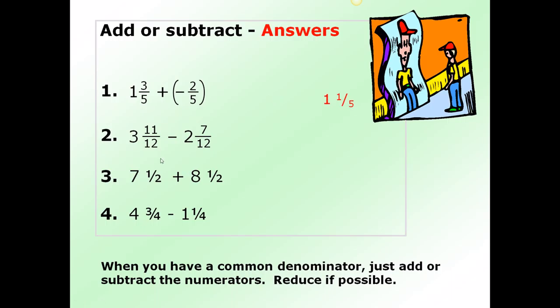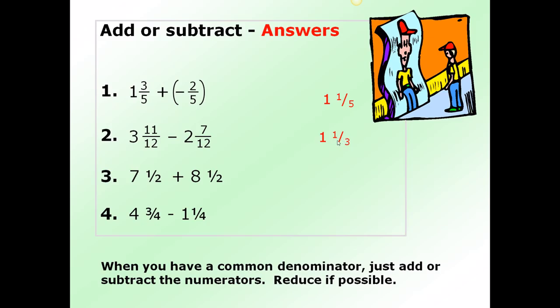Okay. Denominators are the same. It's a subtraction problem, so we're going to subtract our fractional parts first. Because the denominators match, we just subtract the numerators. 11 take away 7 is 4. That gives us 4/12, and 3 take away 2 is 1. So we have 1 and 4/12. And as you know, 4/12 is not in simplest form. So hopefully you noticed and reduced 4/12 down to 1/3. So it was 1 and 1/3.